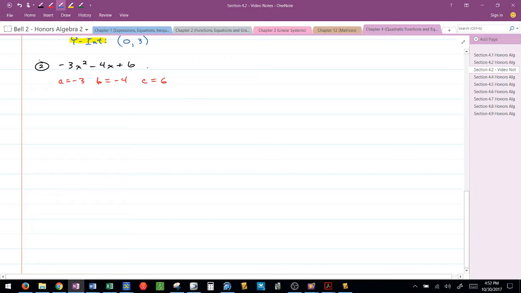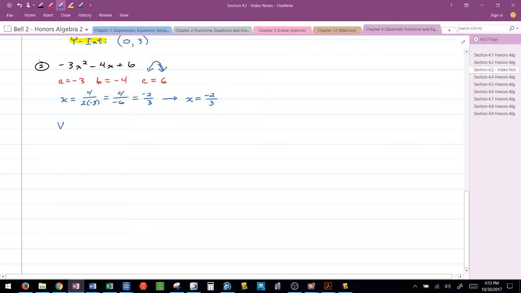I'm also going to identify that this opens downward. But that opens downward because that a value there is negative. All right. First thing I want to do, x is equal to the opposite of b over 2 times a. So this is going to be positive 4 over 2 times negative 3, which would give me 4 over negative 6, or negative 2/3. So that tells me that the axis of symmetry is x is equal to negative 2/3.